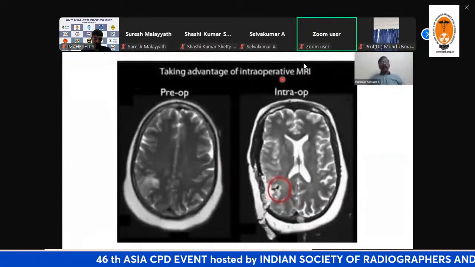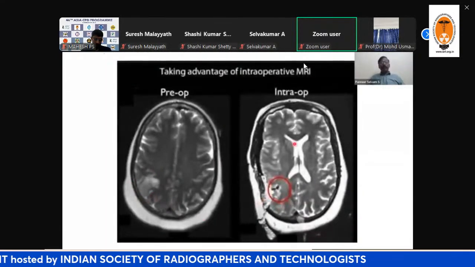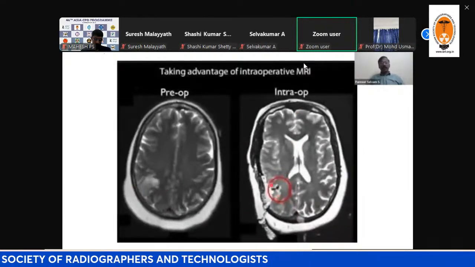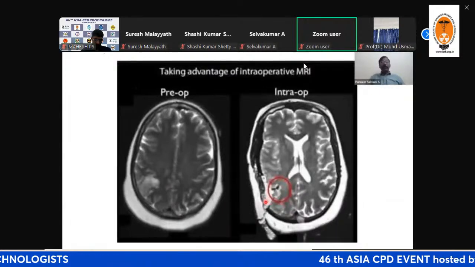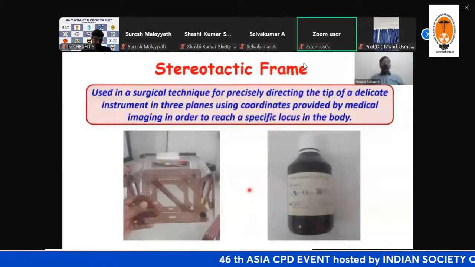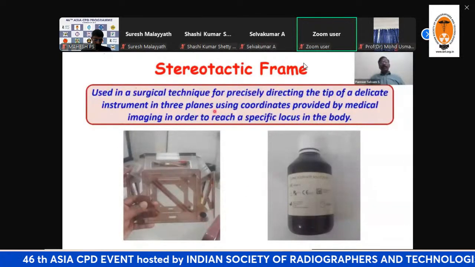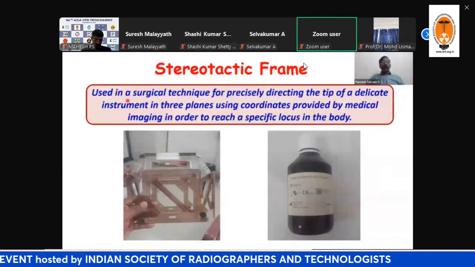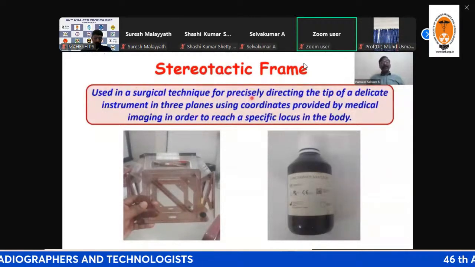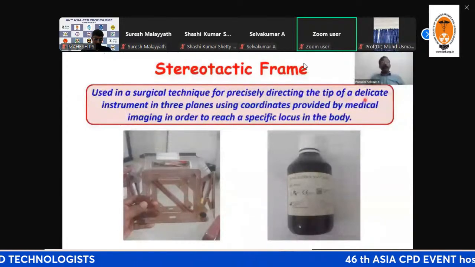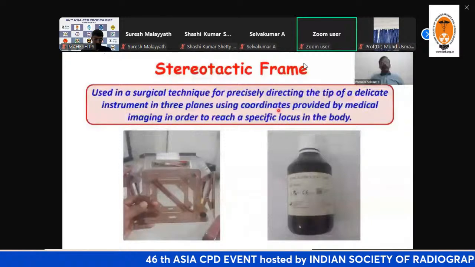Taking the advantage of IMRI, so for example, this is a preoperative itself. So this is an overall idea about IMRI, but as a technology people like us, we should have a good idea about the technology behind this, how it is done. So we need a stereotactic frame for this, which is used in a surgical technique.